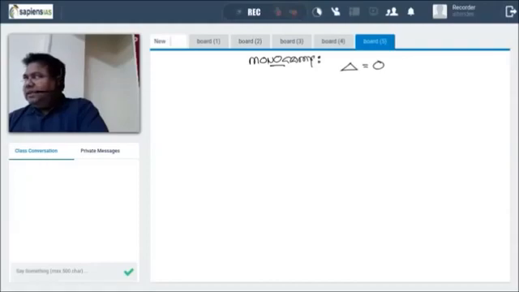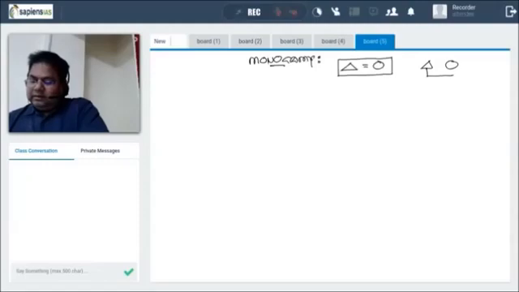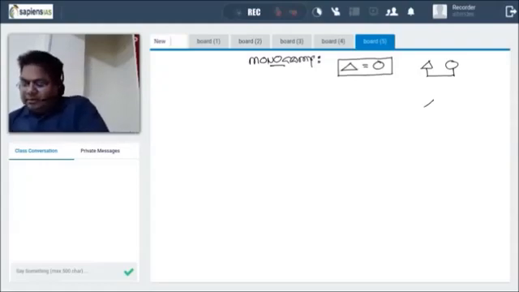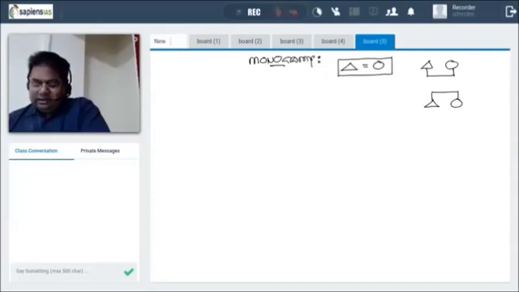Triangle stands for male, circle for female. When they are connected by parallel lines, they are married couples. It can also be written like this. Connect from below. If they are connected from above, then they are brother and sister. From below, couples; from above, brother and sister.